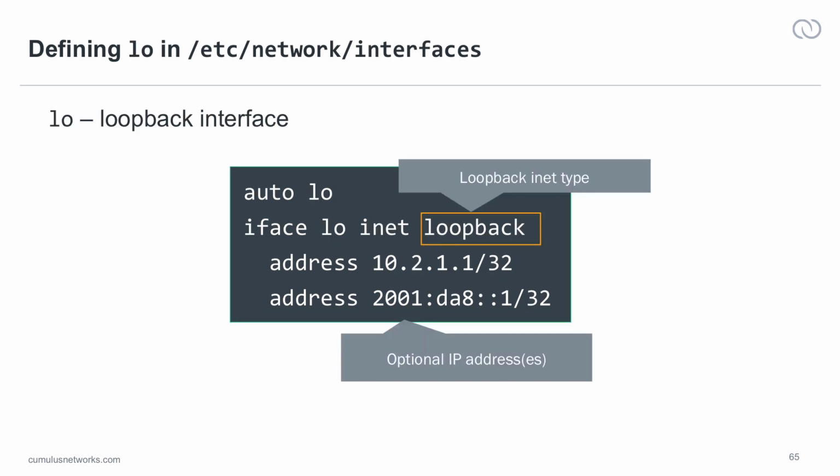The loopback interface is handled in a very similar fashion. You say auto lo, iface lo inet loopback to indicate this is a loopback interface, and then simply list your addresses. Both IPv4 and IPv6 addresses are supported with the loopback interface type.